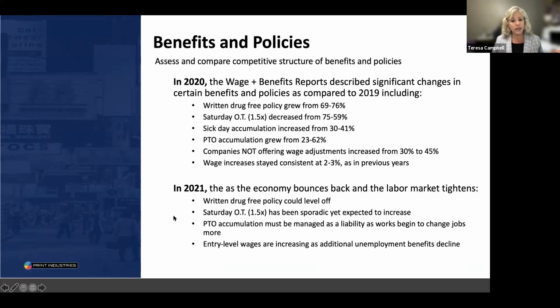And then entry-level wages are increasing significantly as unemployment benefits decline. I'll reference the Chipotle organization, which across the country announced that they were going to go to a minimum of $15 per hour. That affects all of labor across the board, if they could leave your organization to go to work at Chipotle for an increased hourly wage. Comments or thoughts there? Joe, you're on mute.